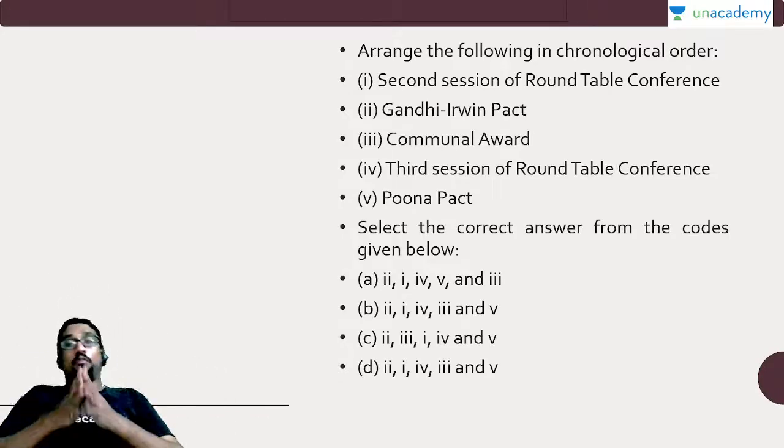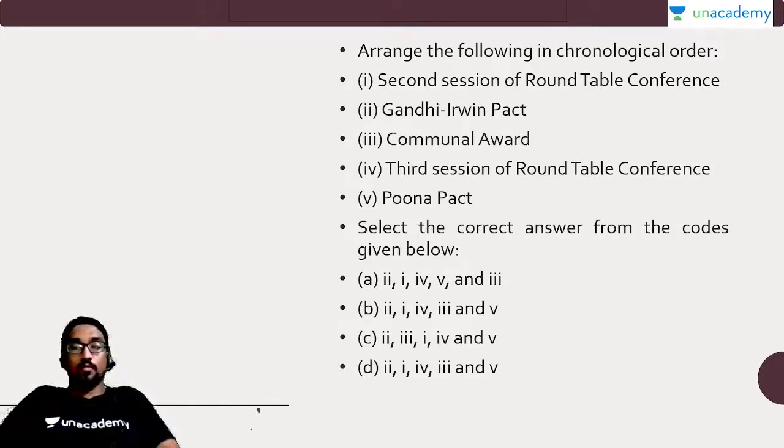Arrange the following in chronological order. Second session of Roundtable Conference, Gandhi Irwin Pact, Communal Award, the third session of Roundtable Conference, and Pune Pact.